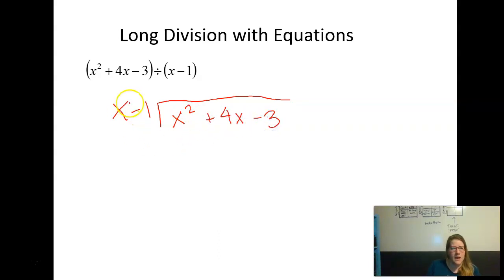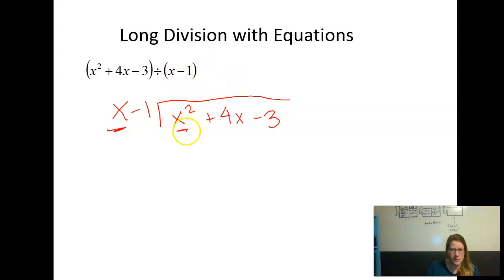All right, the first step is just to look just at the first term here and just at the first term here. So I want to think about how many times, or what would I need to multiply x by in order to get x squared. And because x times x equals x squared, x is going to be the first number I put up here.